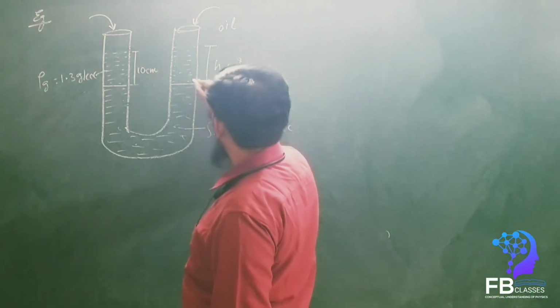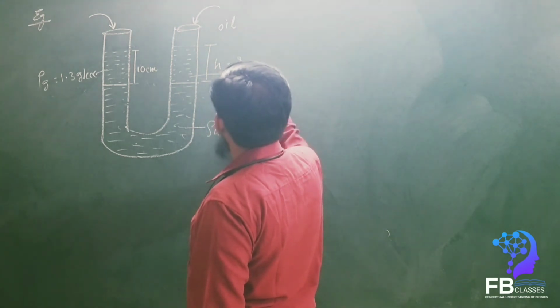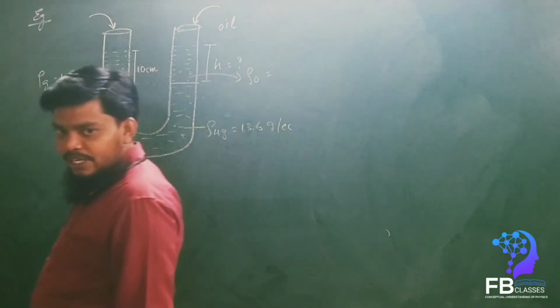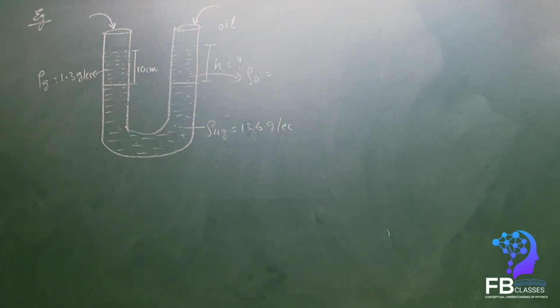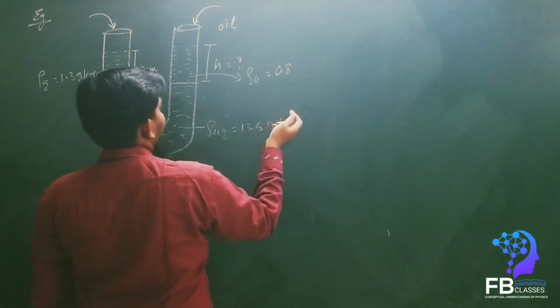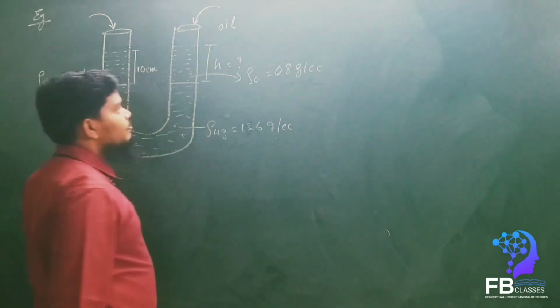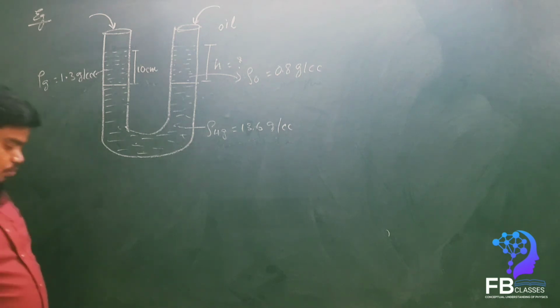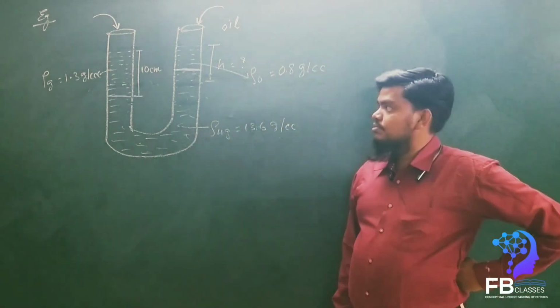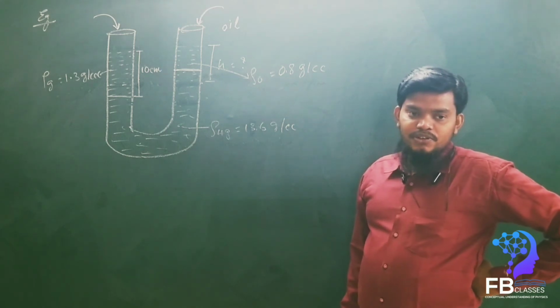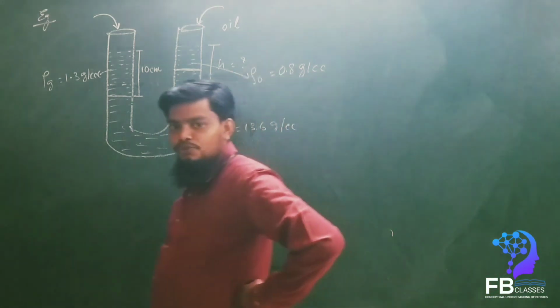Okay, you want the oil density? No problem. Rho oil, let's take 0.8 gram per cc. Now you can do. Do it. What is the value? Do fast.